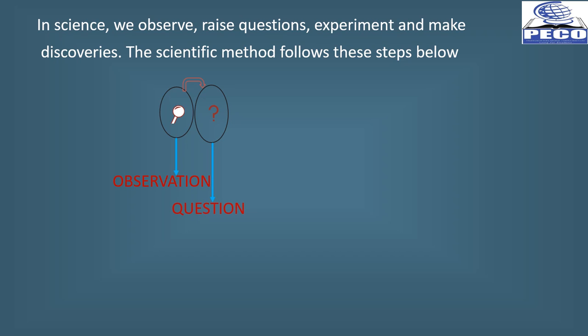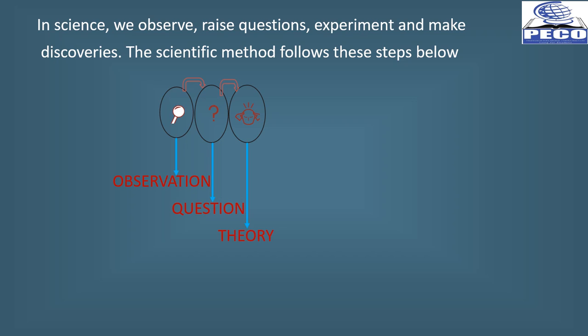You ask. For example, they say Newton saw an apple fall. Seeing an apple fall was an observation. So an apple fell. But then Newton, after observing that, had to ask a question. Why did the apple fall? What caused it to fall?